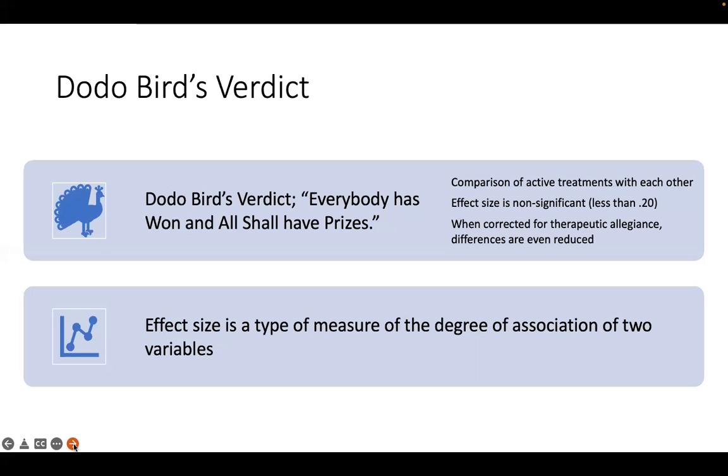So just so you know, effect size is a type of measure of the degree of association between two variables. It ranges from -1 to 1, and it's either an inverse association or a positive association, I think is what the other one is called. And so you want it to be closer to 1, and the closer it is to 0 just means that there's no difference.